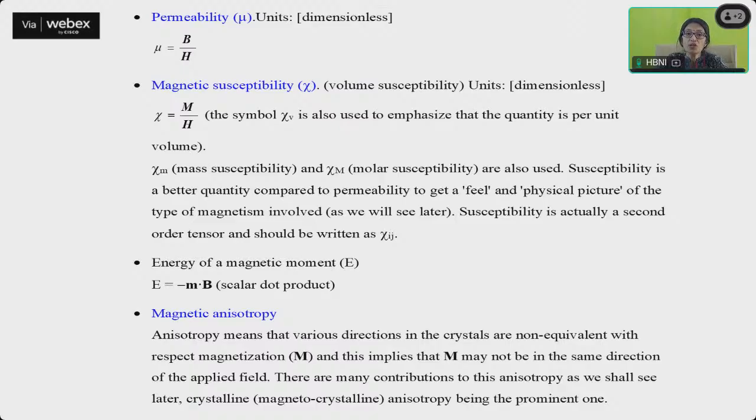Another very important term which you should always remember is magnetic anisotropy. This means that various directions in the crystal are non-equivalent with respect to magnetization. This implies that M may not be the same in every direction of the applied field. There are many contributions to this anisotropy, as we shall see later, crystalline anisotropy being the most prominent one. Crystalline anisotropy is also known as magnetocrystalline anisotropy, and it is one of the most important contributions when we talk about magnetic anisotropy.